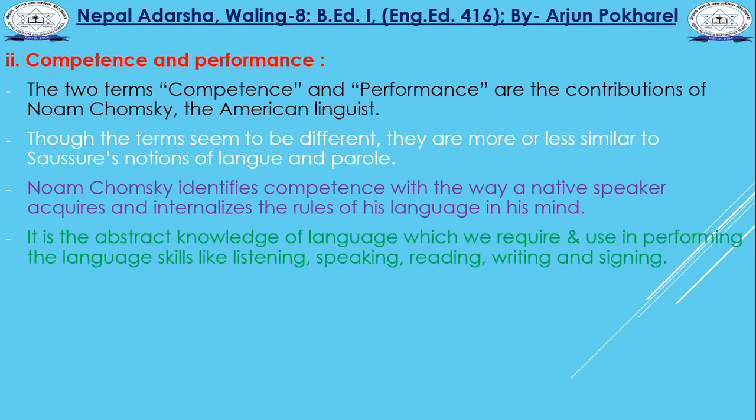We perform by listening, we perform by speaking, we perform by reading, writing, and signing. That's why competence is needed. We need competence for what? For performance, to perform something. That's why competence is regarded as the abstract knowledge of language, and we need that abstract knowledge of language to perform the language skills. The language skills mean what? Listening, speaking, reading, and writing are the four language skills, and we can also add signing here. Sign language is also used by deaf and dumb people.